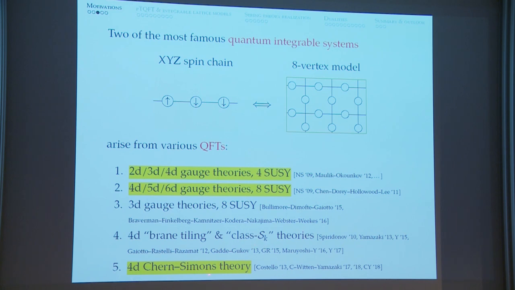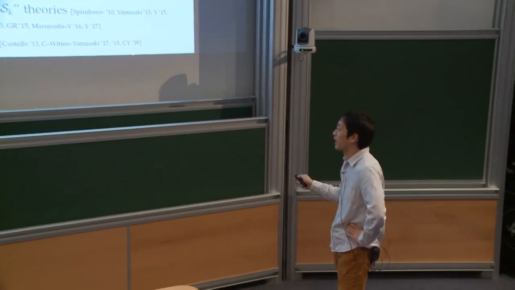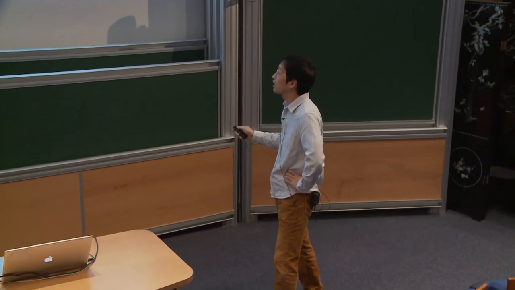Finally, and this is the main character of my talk, I will talk about the 4D version of Chern-Simons theory, which was constructed by Costello some time ago, 5 years ago, and which was also the subject of study by Costello, Witten, and Yamazaki. And that's the main theory I analyzed in my paper with Kevin.